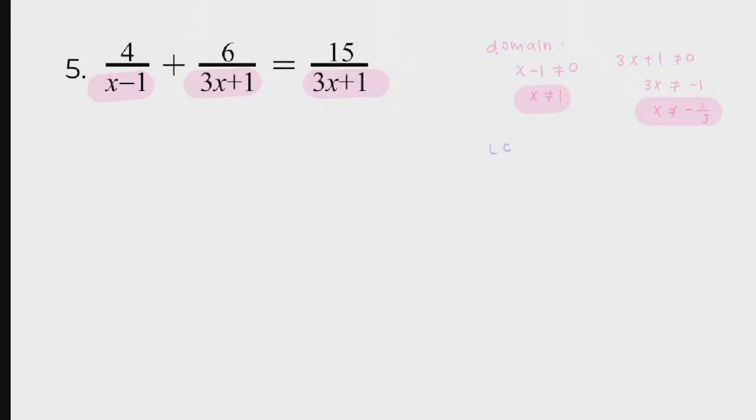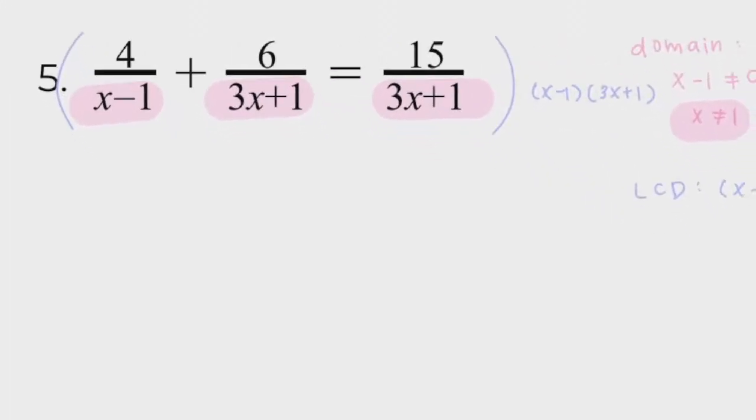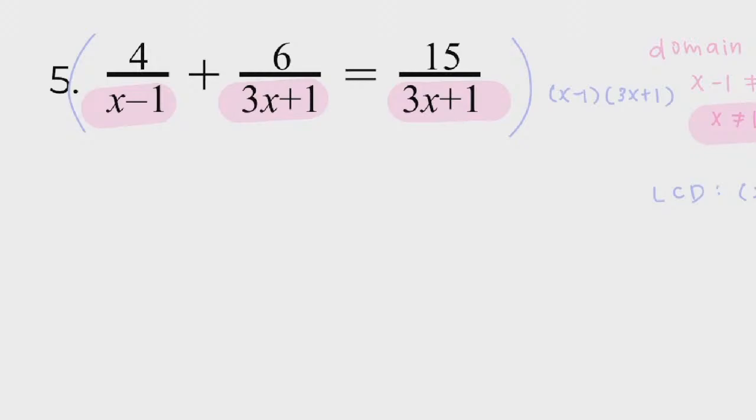Next, we want to find the LCD. So highlighted in pink are the two denominators. So our LCD is going to be x minus 1 times 3x plus 1. So we're going to multiply our entire equation by x minus 1 times 3x plus 1. In the first term, the x minus 1s are going to cancel out, so we're left with 4 times 3x plus 1. In the second term, the 3x plus 1 is going to cancel out, so we're left with 6 times x minus 1. And in the last one, the 3x plus 1 will cancel out, so we're left with 15 times x minus 1.